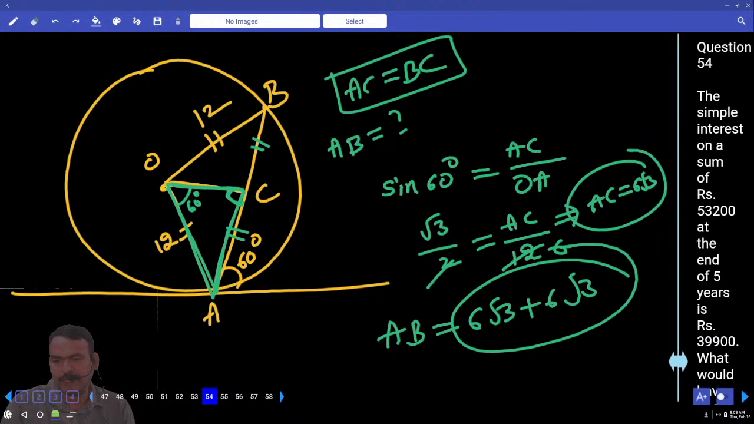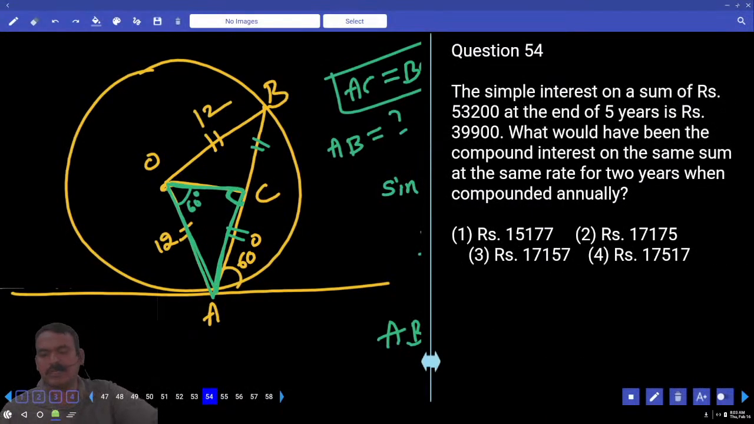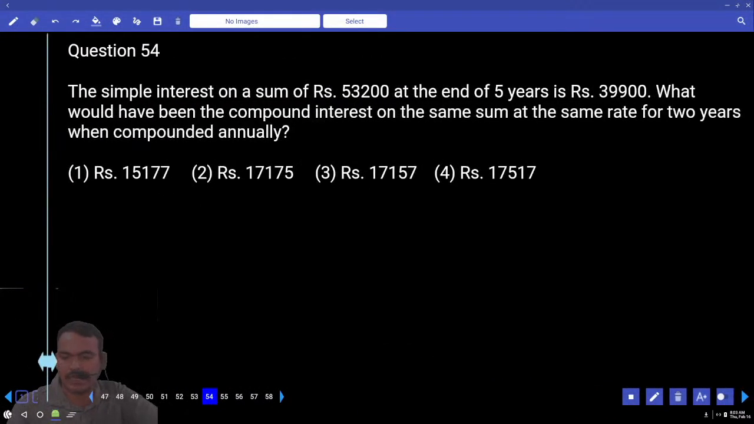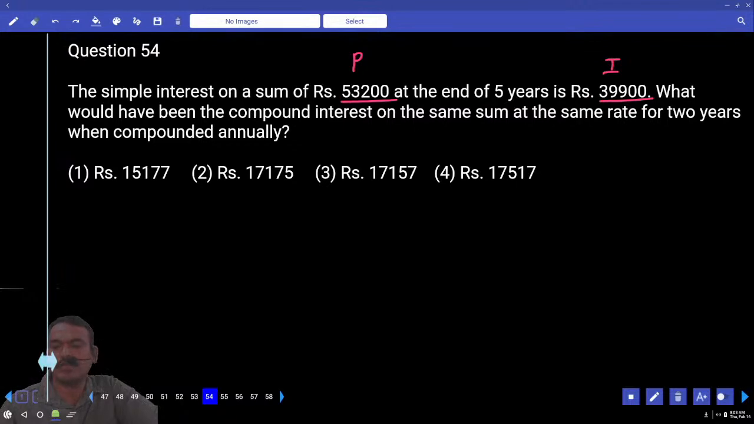Next question, number 54. The simple interest on a sum of 53,200 at the end of 5 years is 39,900. What would have been the compound interest on the same sum at the same rate for 2 years, when compounded annually? What is the principal value? 53,200. What is the interest value? 39,900.